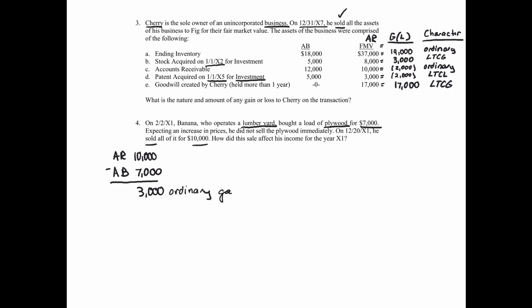Now, if I told you that Banana was not a lumber yard and was just some investor, then it would be capital, right? Because they're speculating on the price going up. But here, because Banana is a lumber yard and holds that plywood, it's going to be considered inventory, and therefore it's a $3,000 ordinary gain.